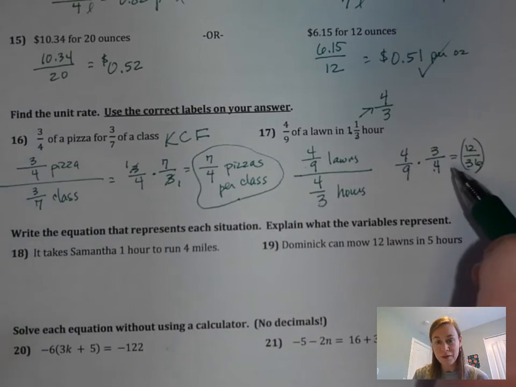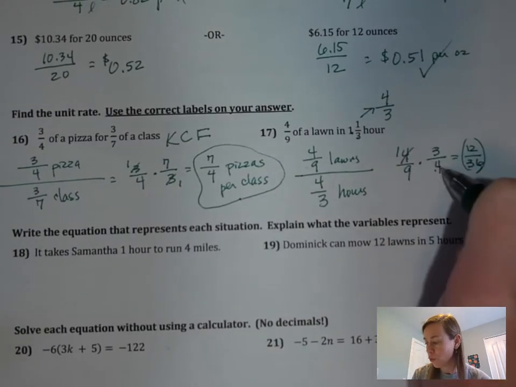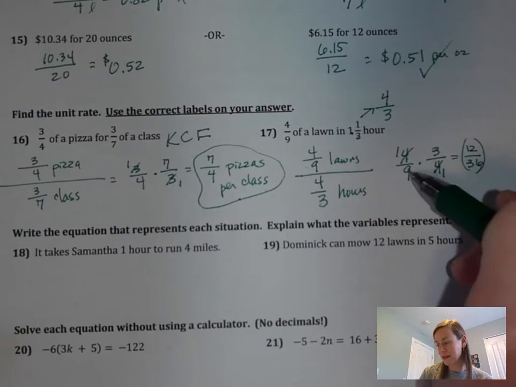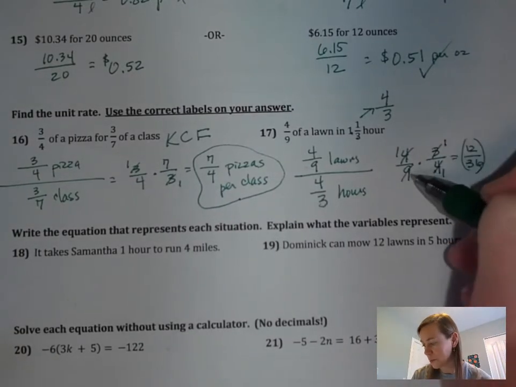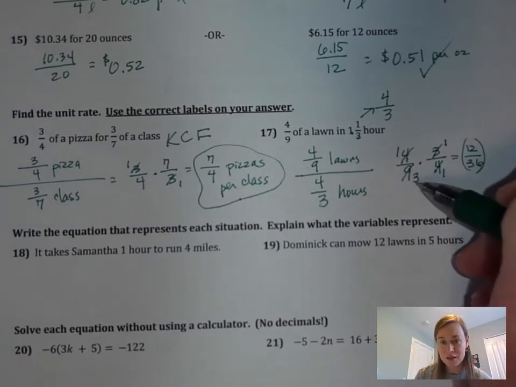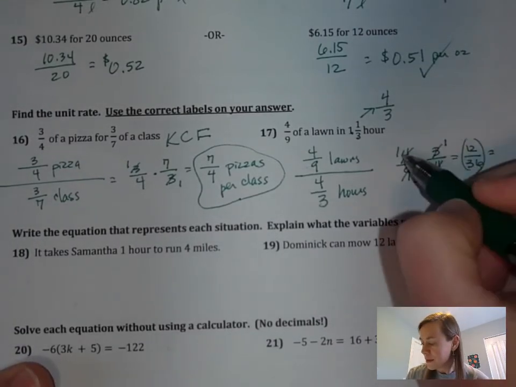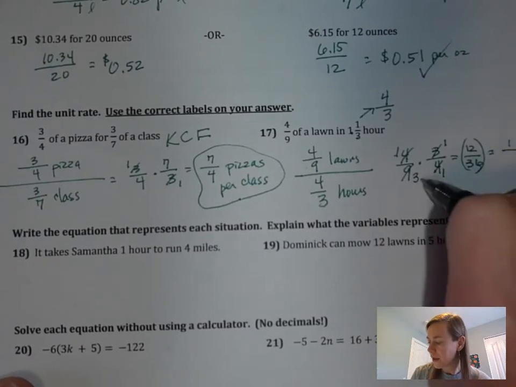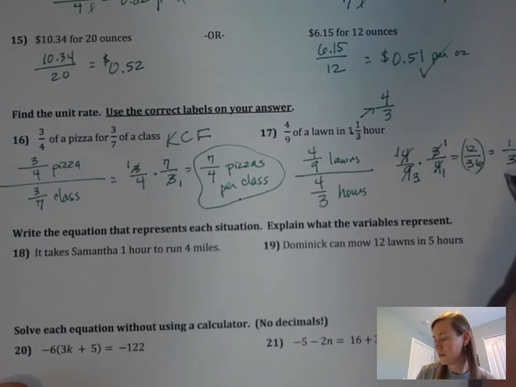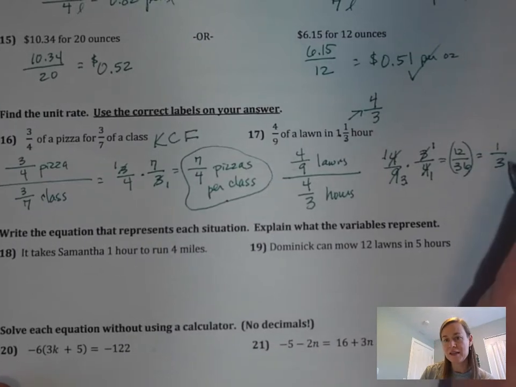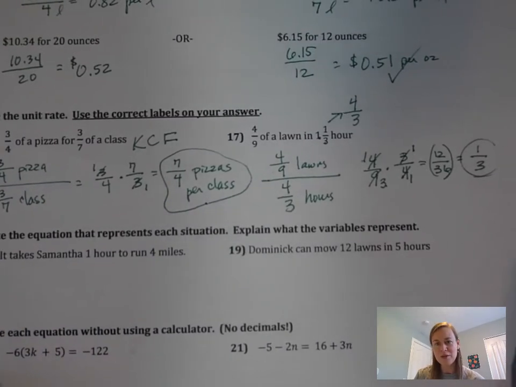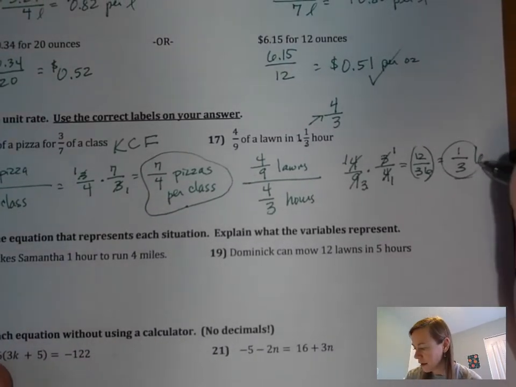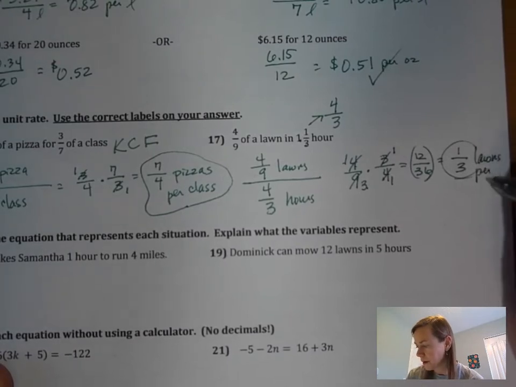4 and 4 are both divisible by 4, so let's do that. And they'll both become 1. And now 3 and 9 are both divisible by 3, so let's do that. This will become 1. This will become a 3, because 9 divided by 3 is 3. And when you multiply across, 1 times 1 is 1, and 3 times 1 is 3. Is this the same thing as this? Yes, it is. They're exactly the same. It's just that this one is simplified. So I circled it a little too soon. I need to write my units, don't I? So 1/3 lawns per hour.